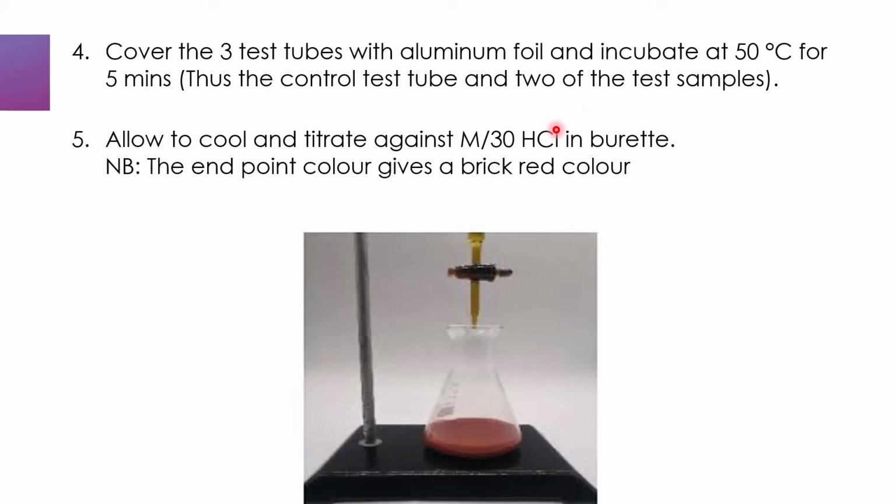So the fourth step, you cover the 3 test tubes with aluminum foil and incubate at 50 degrees Celsius for 5 minutes. So that's the control test tube and 2 of the test samples. And the fifth step, you allow to cool and titrate against HCl in a burette. And what you'll have to note is that the endpoint color gives a brick red color as seen over here.